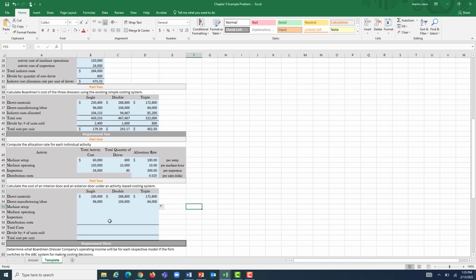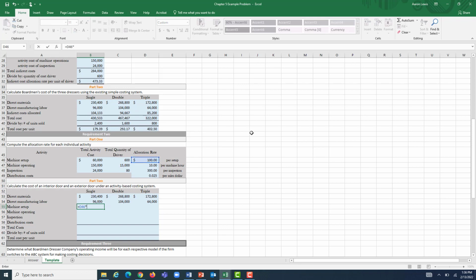The first thing is how much cost is going to go into each of our respective models because of machine setups. Well, the good news is we found our allocation rate for that activity. So if we just take our allocation rate for that activity and we multiply it by the quantity of the driver, in this case setups, that each respective model is going to require, we get how much money is going to be taken out of that pool and put into that respective model for this particular activity. So for machine setups, we're allocating at a rate of $100 per setup.